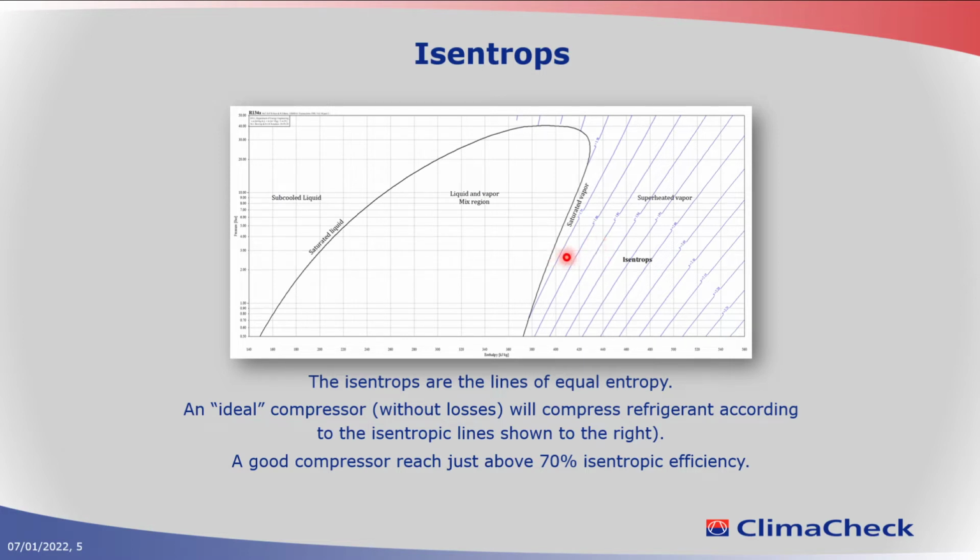And this is what's represented in the ClimaCheck system. So in the background, we are calculating, okay, if we compress from this point to this point, we can then calculate how close we are to compressing along an isentropic line.